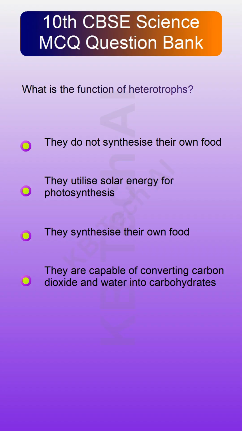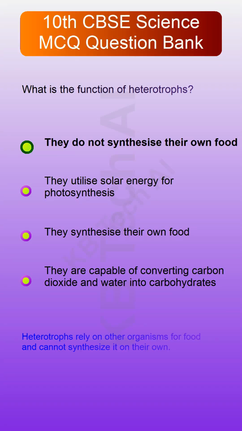What is the function of heterotrophs? Option 1, they do not synthesize their own food. Option 2, they utilize solar energy for photosynthesis. Option 3, they synthesize their own food. Option 4, they are capable of converting carbon dioxide and water into carbohydrates. The answer is, option 1, they do not synthesize their own food.